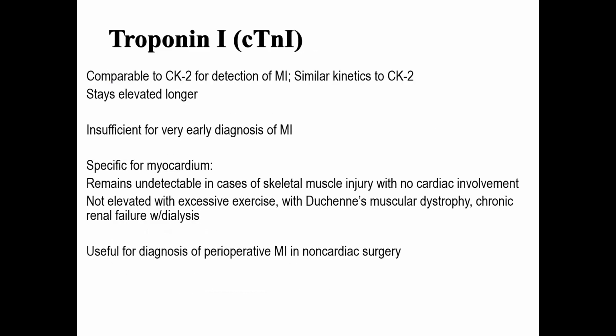Troponin I is similar to CK2 for the detection of myocardial infarction, with similar kinetics to CK2, and it stays elevated longer. It's insufficient for very early diagnosis of MI. It's specific for myocardium, and it remains undetectable in cases of skeletal muscle injury with no cardiac involvement. It's not elevated with excessive exercise, Duchenne's muscular dystrophy, or chronic renal failure with dialysis. It's useful for the diagnosis of perioperative MI in non-cardiac surgery.